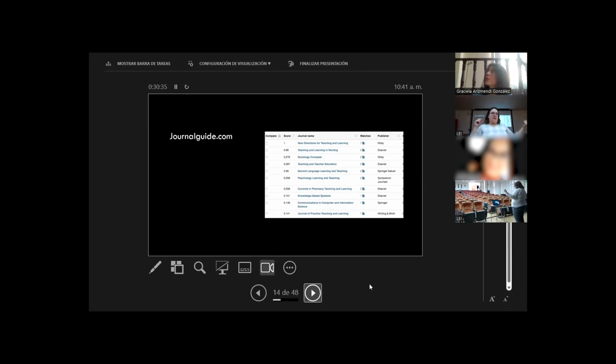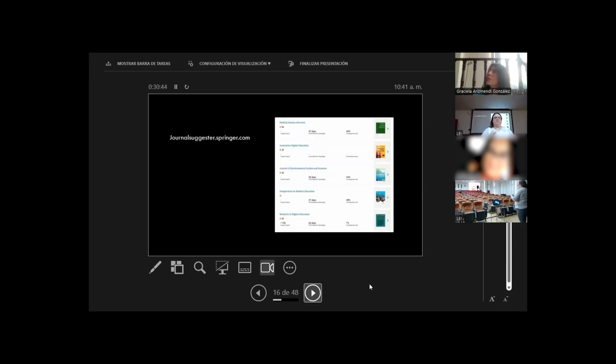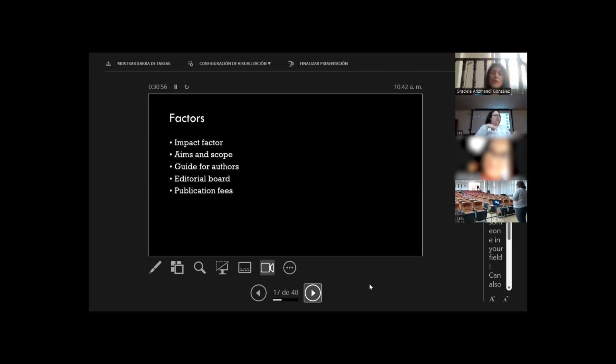Go to the next one. There's another couple guides. Journalfinder.elsevier.com and then journalsuggester.springer.com. The last two are run by a large company that has a lot of different journals, so it will point you towards its own journals, which is fine. Go on to the next slide.